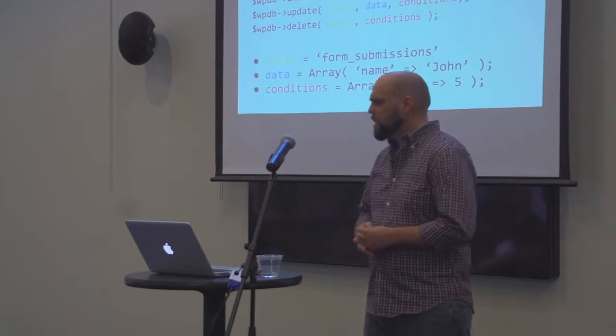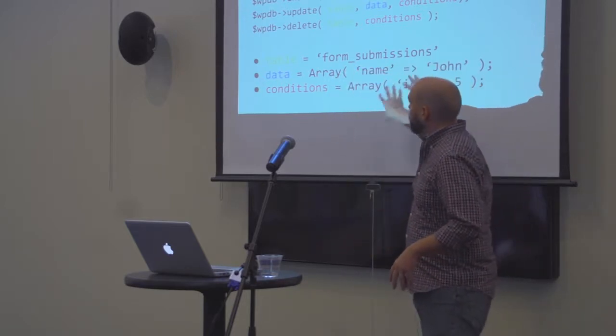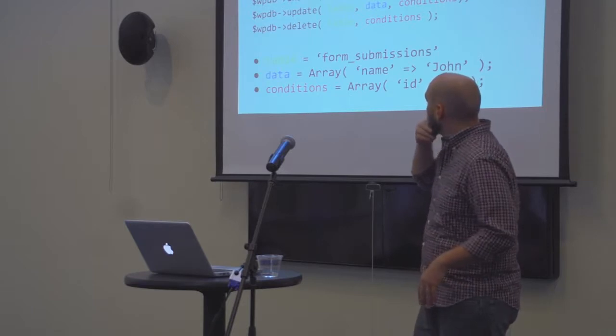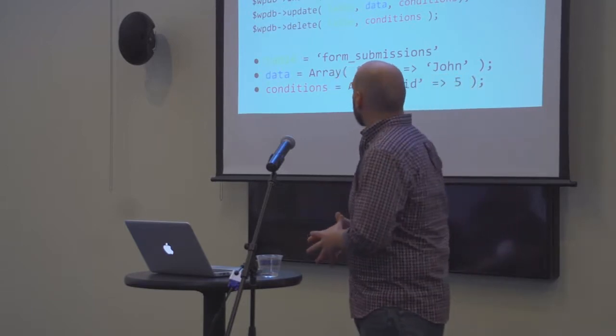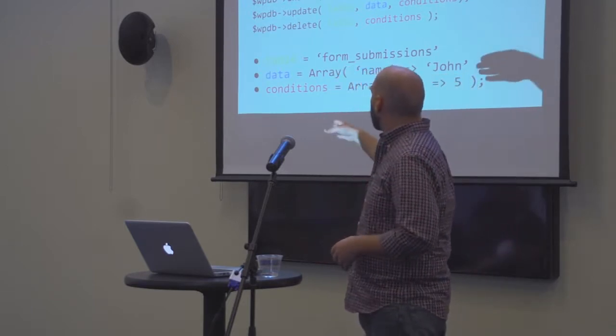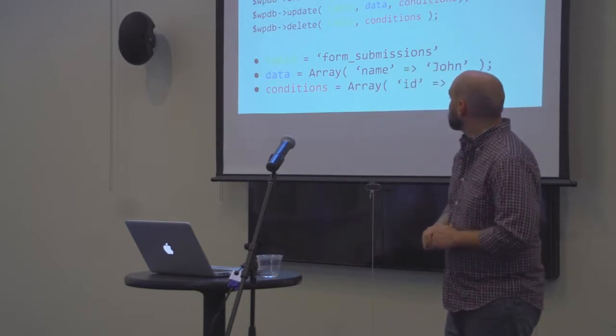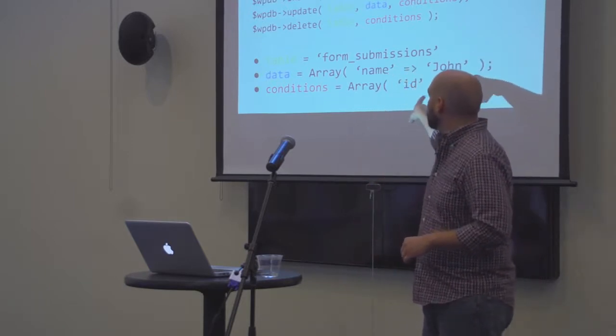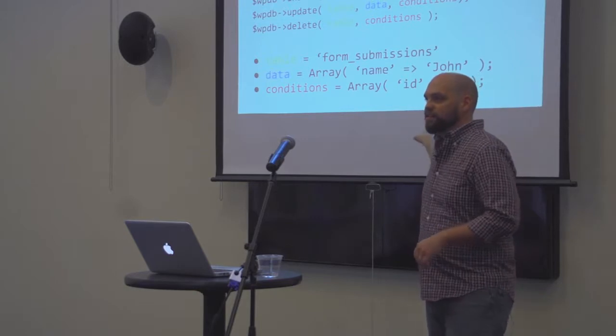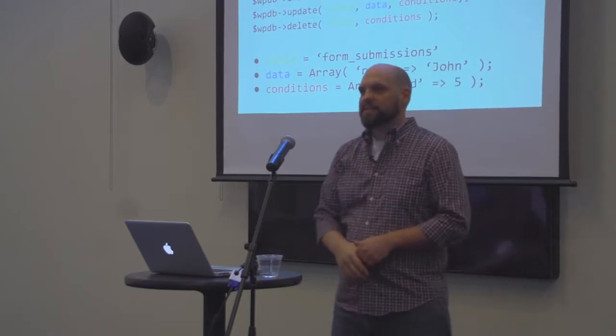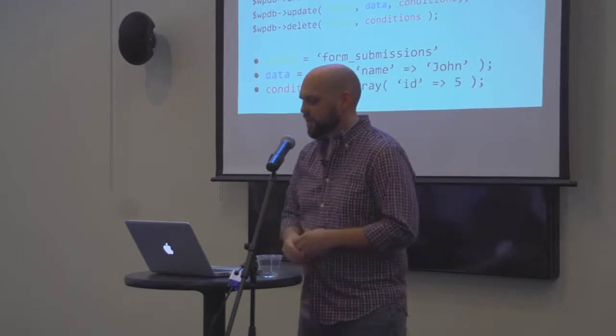So if I were to take these values right here and pass them into update, well, I wouldn't get much of a difference. What it would say is, update table form submissions, set name equal to John, where ID equals 5. So that's how you would kind of read it out loud.